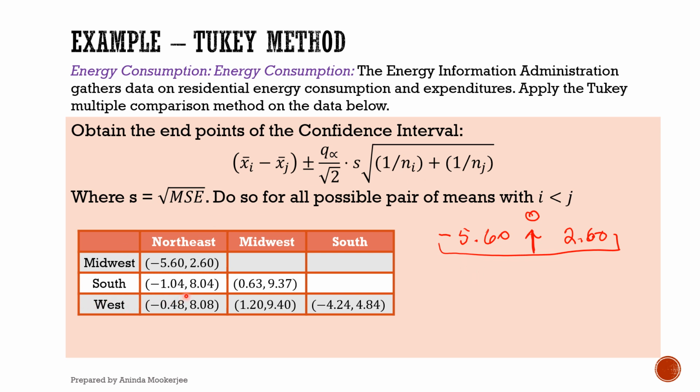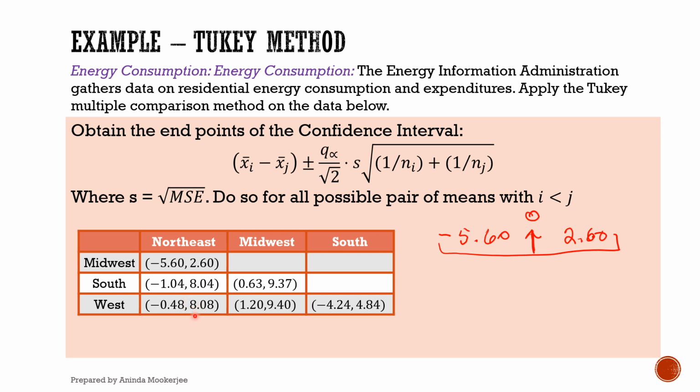So let's look at the interval for the south and northeast. It's negative 1.04 and positive 8.04 on the other end. This contains a 0. There's a 0 in the interval. Therefore, the conclusion is there's no difference between the two means. West and northeast, again, there's a negative on the lower end and a positive. So whenever the ends have unlike signs, that means it contains a 0 as a difference within its interval, and the conclusion should be that they are equal.